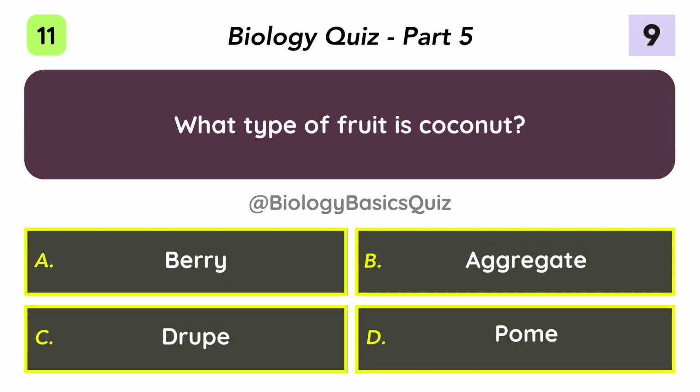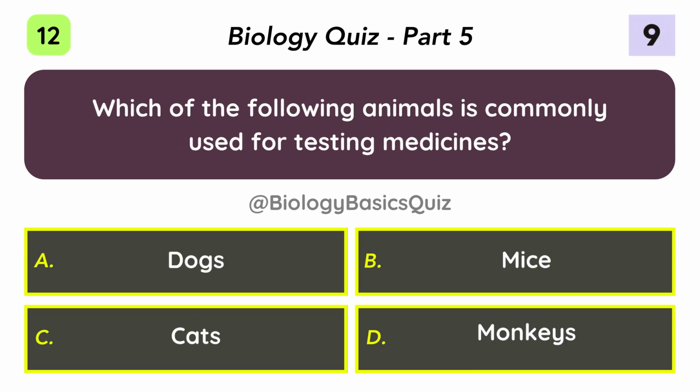What type of fruit is coconut? Drupe. Which of the following animals is commonly used for testing medicines? Mice.